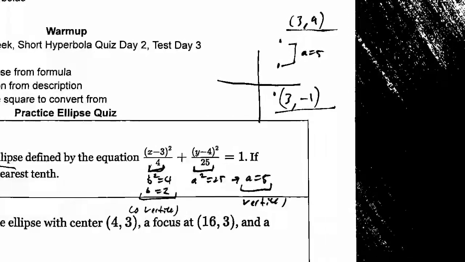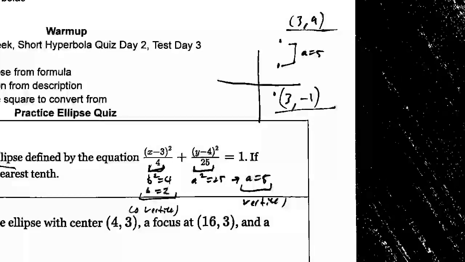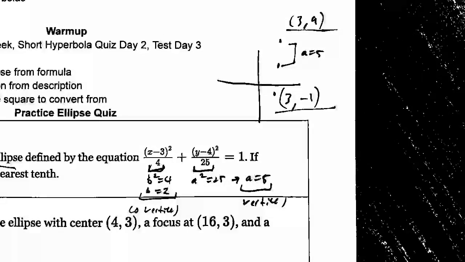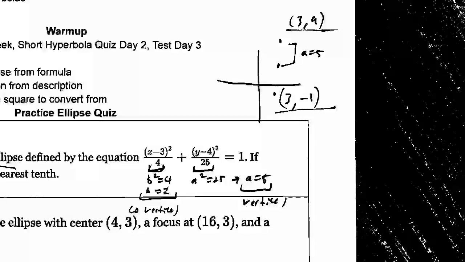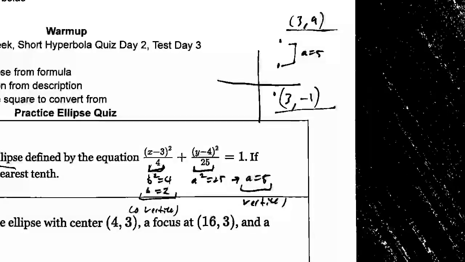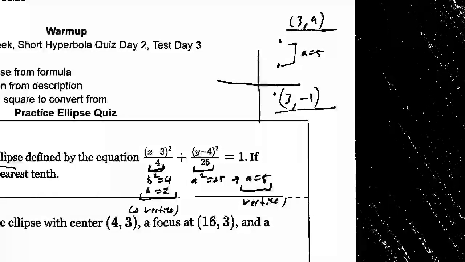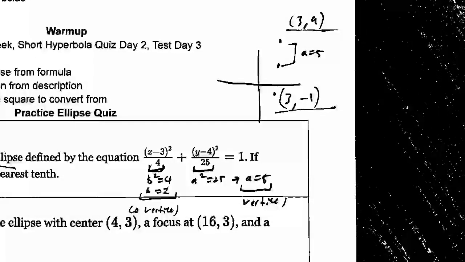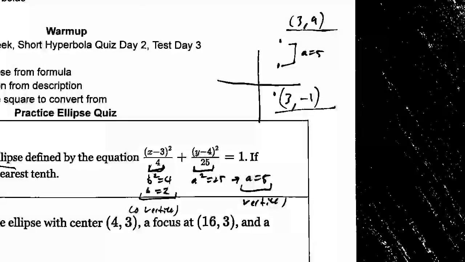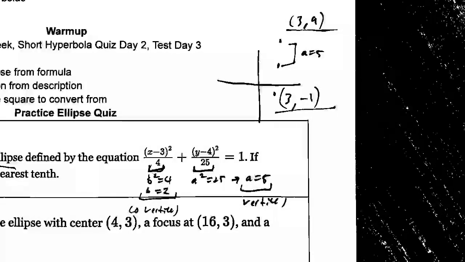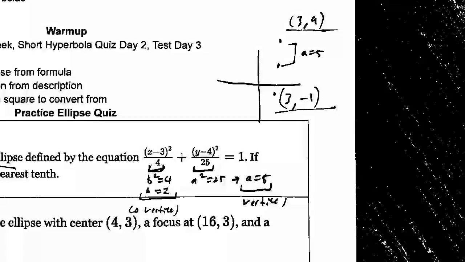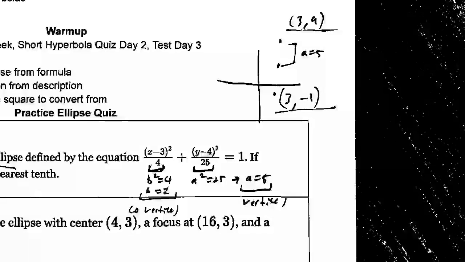Yeah. So you can just ignore b at this point because it doesn't even matter. If it asks for our co-vertices, we would add and subtract 2 to the left and right to get the co-vertices, but it's only asked for the vertices. You figure out the center, you get the a, and you either go up and down or side to side 5. How do you know if you're going up or down or side to side? Because if the bigger number's under the y, yes, it's up and down. If it's under the x, it's side to side.